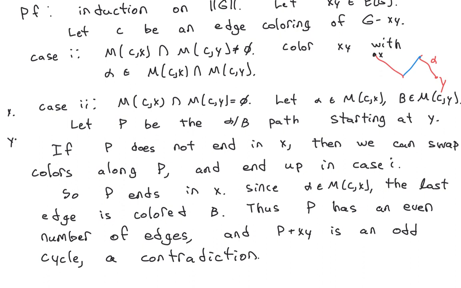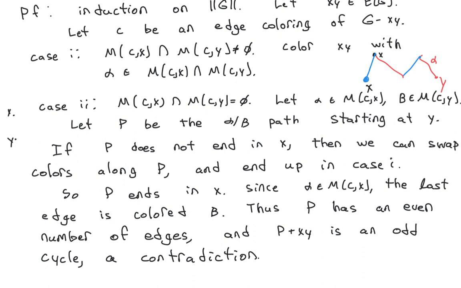Notice the way I drew this. It ended on a red edge, which is an alpha edge, which shouldn't be possible because of the way we chose alpha and beta. So this picture is also wrong. We have to end down here on an X, on a beta edge.